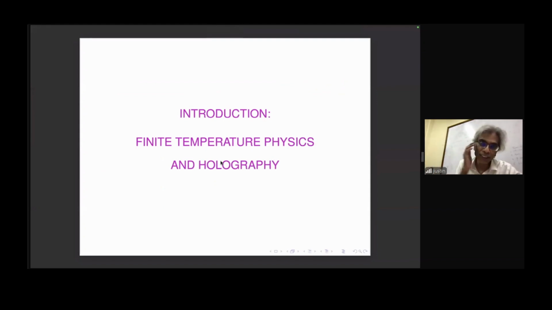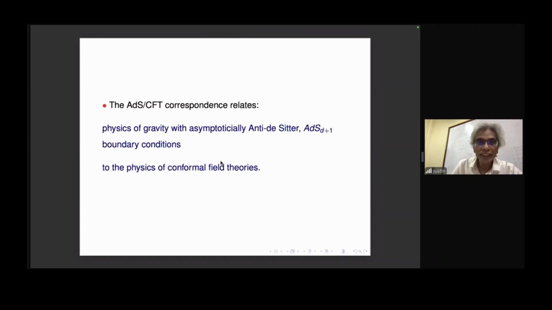I think most of the people in this audience must be experts, but it's still good to remind us of some remarkable things about finite temperature physics that you can learn from holography. So let me begin with a very brief introduction, though it's very elementary. It just helps us to set the stage.